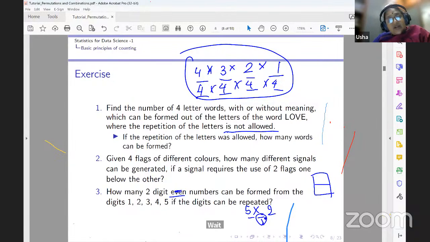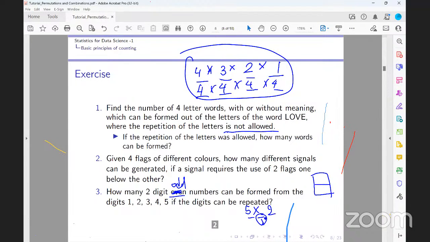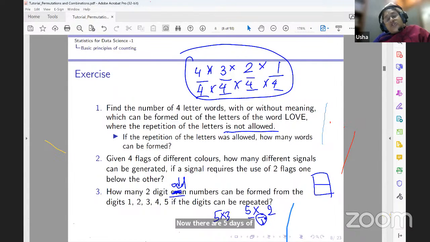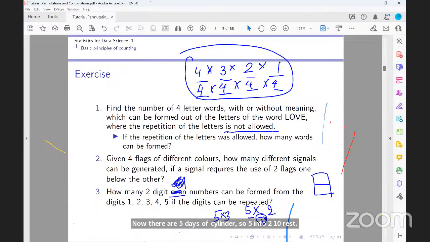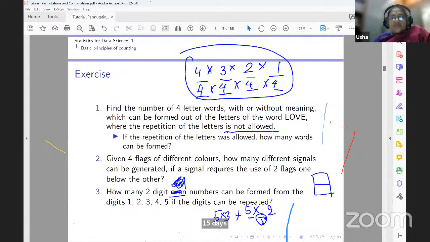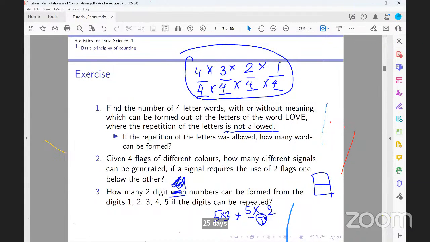How many 2-digit odd numbers can be formed? 15 ways. So that is 5 into 3. How many 2-digit numbers can be formed? 25. Will this add up? 5 into 3 plus 5 into 2? It should, right? Odd plus even 2-digit numbers. Is that clear? Yes, ma'am.